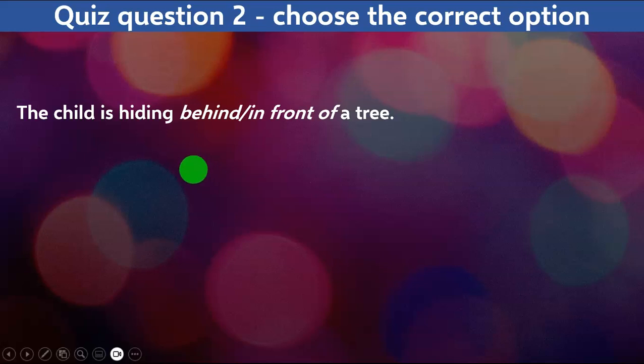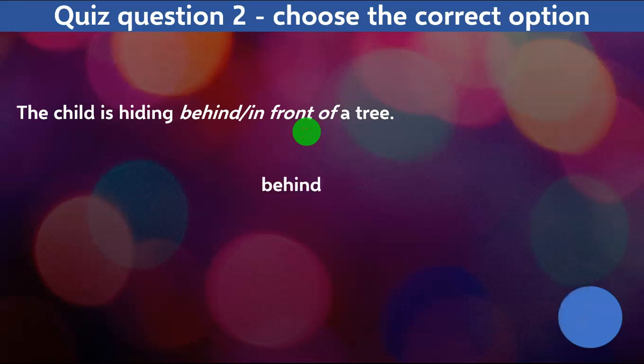Question number 2. The child is hiding behind or in front of a tree. Your time starts. The child is hiding behind a tree, right? He cannot be hiding in front of a tree. The answer doesn't make sense.